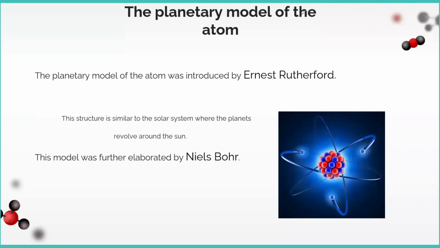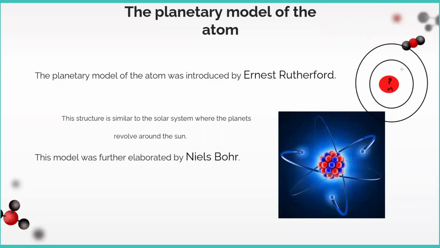If we are further speaking about the structure of an atom, right in the middle we have the nucleus, which is concentrated with the subparticles, protons and neutrons. And around the nucleus, we have the electrons revolving in the orbitals. Here the nucleus can be compared to the sun, whereas the electrons can be compared to the planets. So this structure is compared, in short, to the solar system. And this structure was further elaborated by the scientist Niels Bohr.